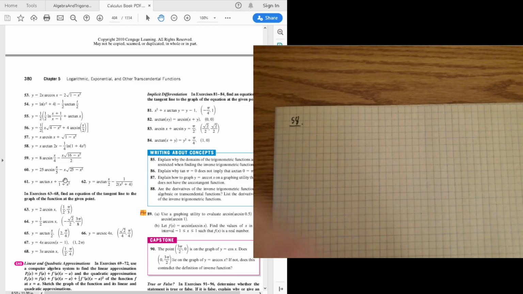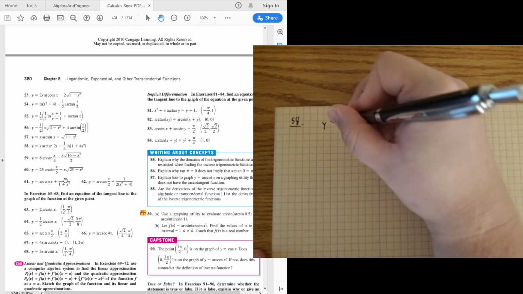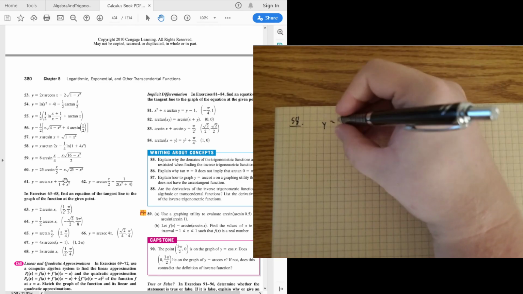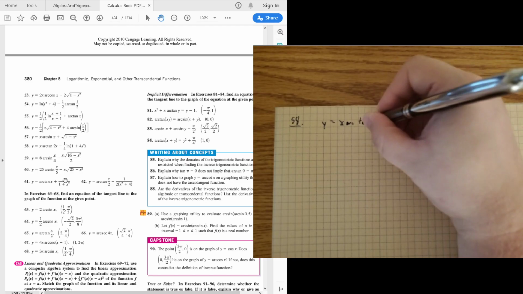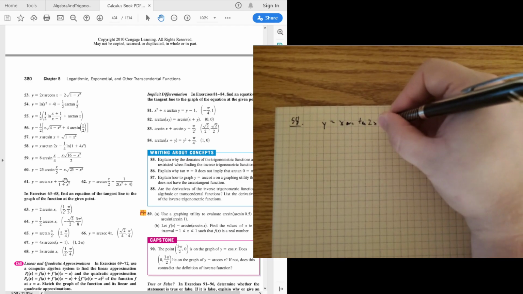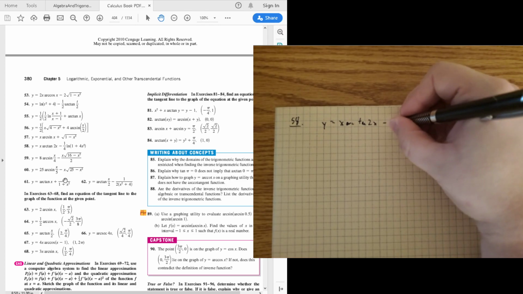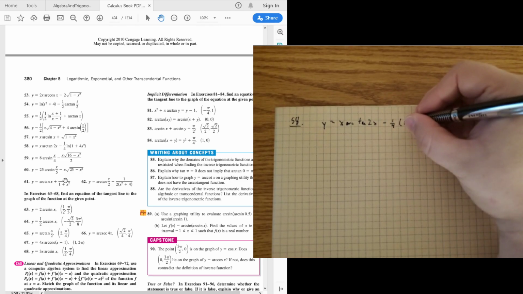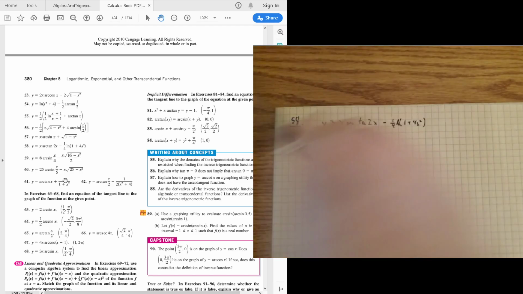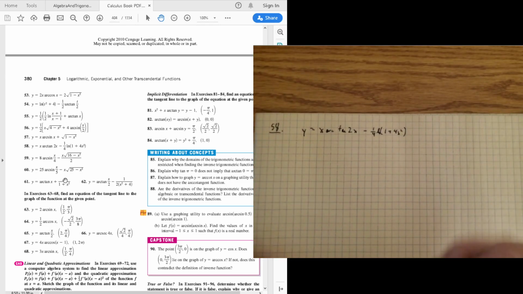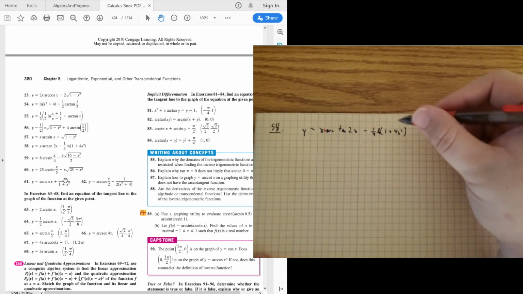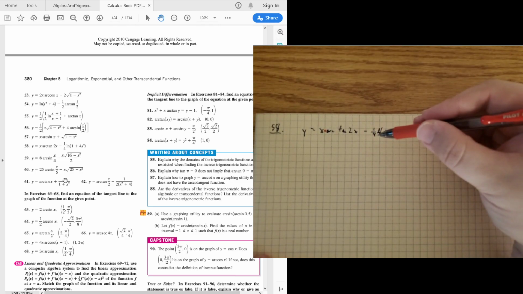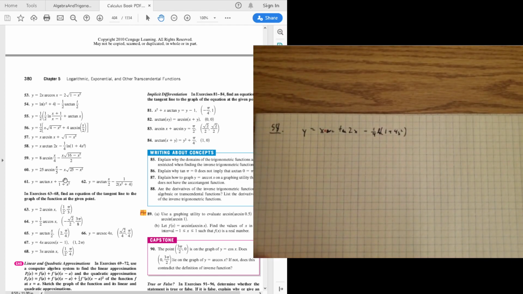58, we have y equals x arctan of 2x minus 1 over 4 ln of 1 plus 4x squared. This is using a lot of rules from the different sections. Okay, so we have a product on one side. Subtraction means we can split this into two derivatives, and then on the right hand side we have natural logarithm. So let's do it one piece at a time.